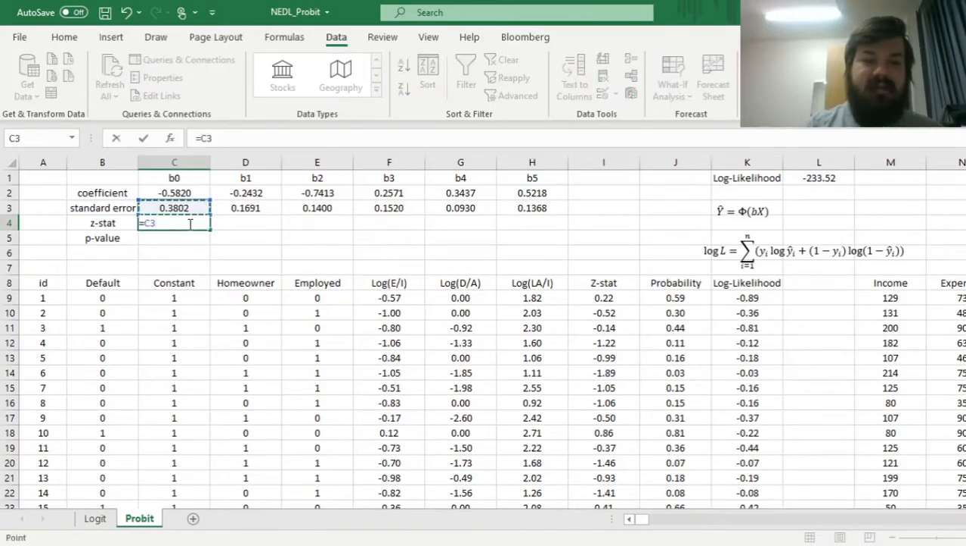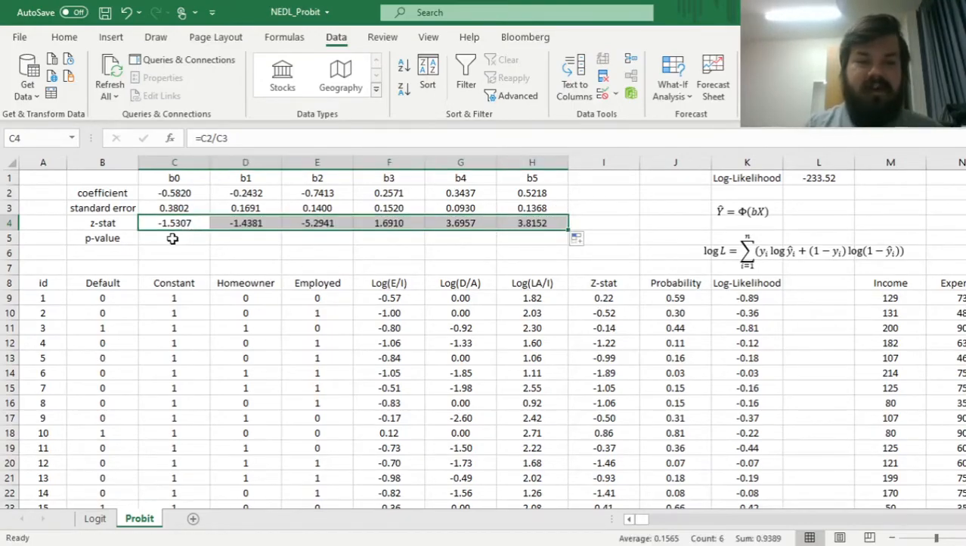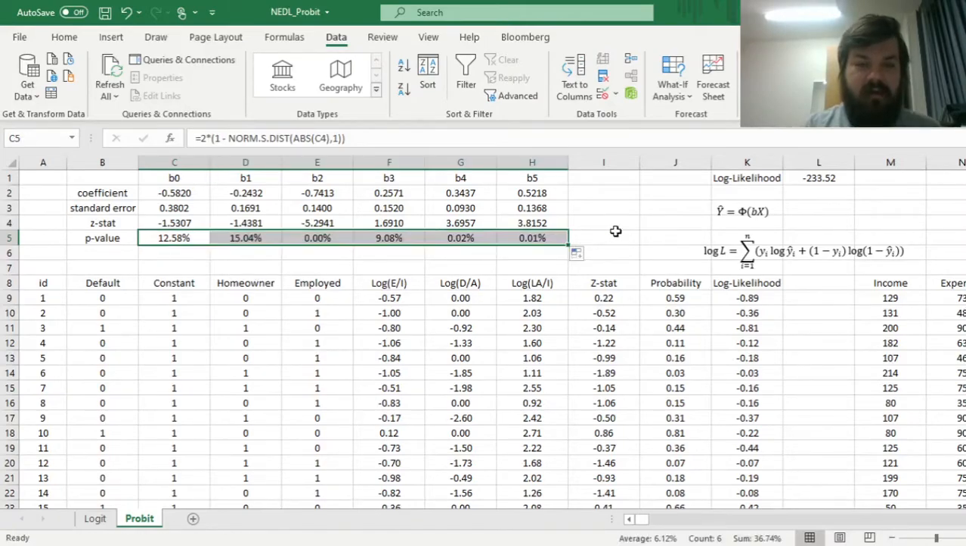And now the z-stat would just be the ratio between the coefficient and the standard error, and we drag it across, get z-stats for all coefficients, and now we can apply our two-tailed z-test, 2 times 1 minus the standard normal distribution of the absolute value of the z-stat cumulative to get p-values for all coefficients.